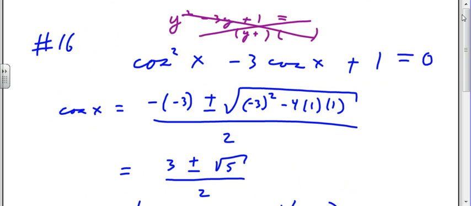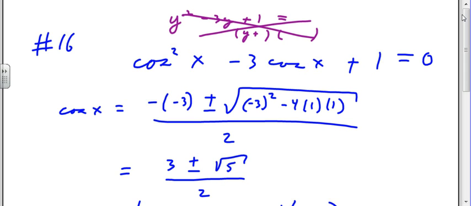The cosine of 292.5 squared minus 3 times the cosine of 292.5 plus 1 equals, yeah, pretty much 0. All right. Wasn't that exciting?